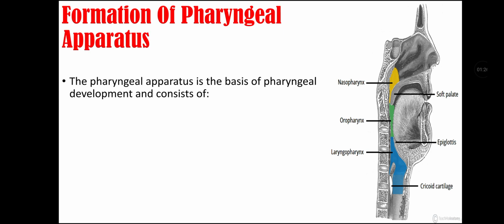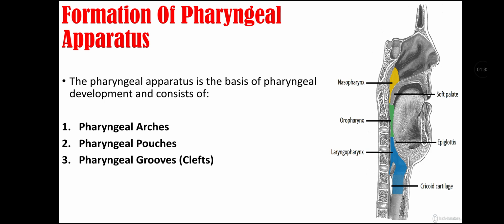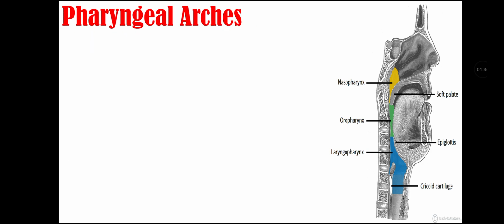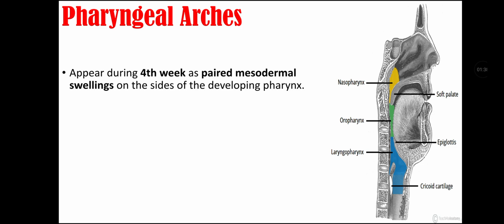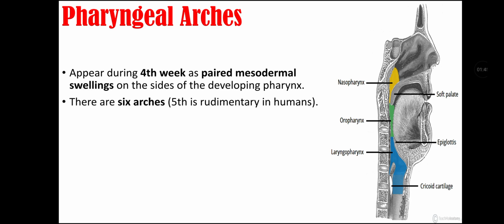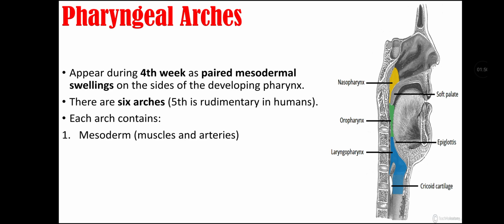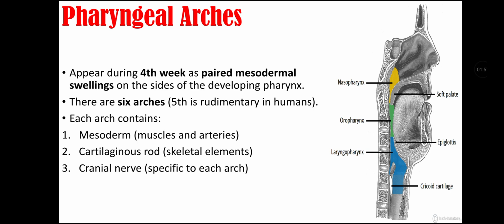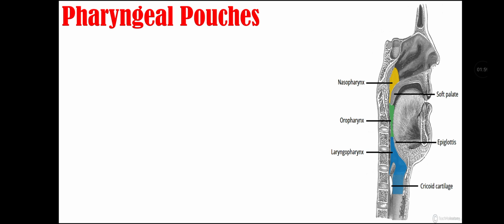Formation of pharyngeal apparatus. Pharyngeal apparatus is the basis of pharyngeal development and consists of pharyngeal arches, pharyngeal pouches, pharyngeal grooves, and pharyngeal membranes. Pharyngeal arches appear during fourth week as paired mesodermal swellings on the sides of developing pharynx. There are six arches and the fifth is rudimentary in humans. Each arch contains mesoderm for muscle and arteries, cartilaginous rod for skeletal elements, cranial nerve that is specific to each arch, and aortic arch artery.